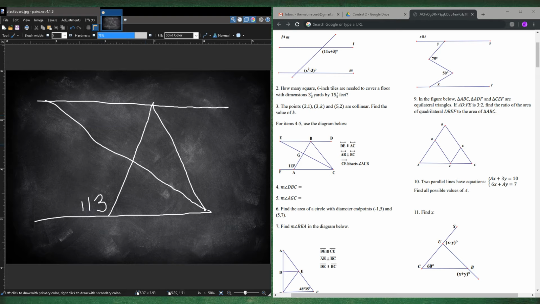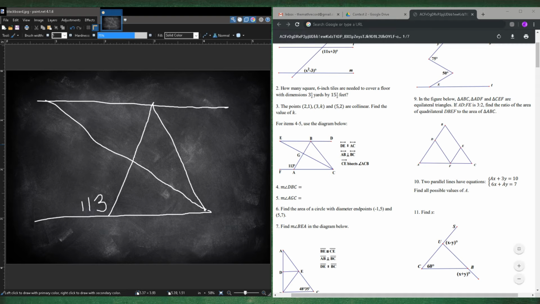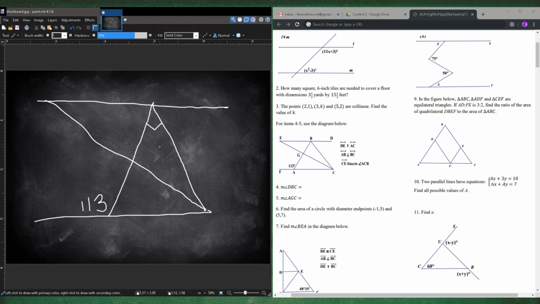Okay, so it's parallel. So any lines like that make intersections that are kind of the same. And then AB is perpendicular to BC. So they're telling me that this is a right angle, even though my picture is not good. It's 90 degrees. And CE bisects ACB. So these two are the same angles. So this angle is the same as this angle. Okay. So far, that's what we know. So we know 113 plus this angle is 180. So this angle is 67 degrees, right?